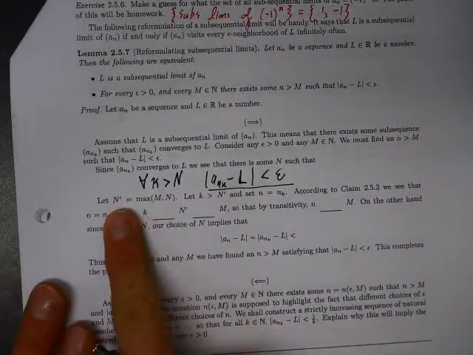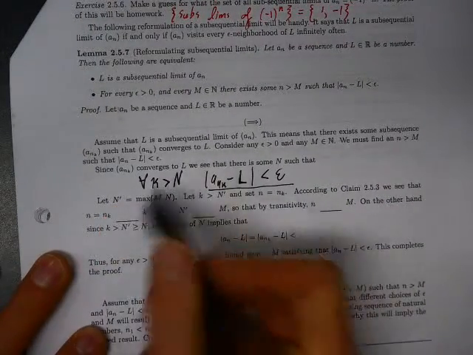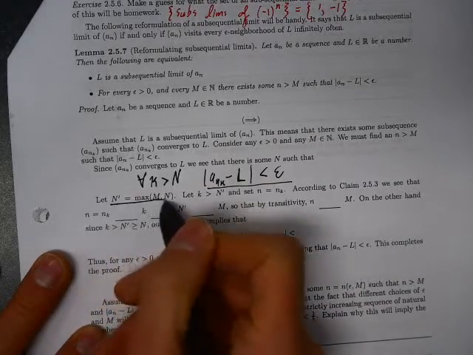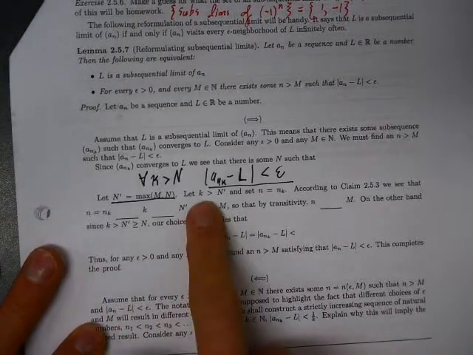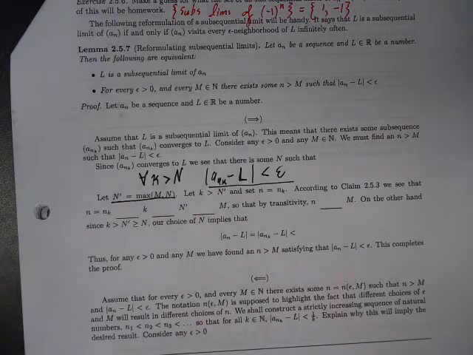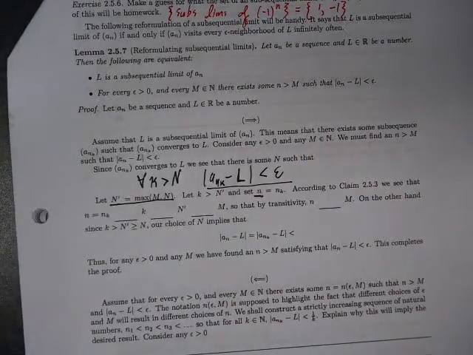So here, I'll even give you the choice of big N prime that I'll use. Let's let big N prime be the max between M and N. Let's take any little k that's bigger than big N prime. I'll take little n to be exactly that n sub k. So here's the choice of little n, which I think should work.